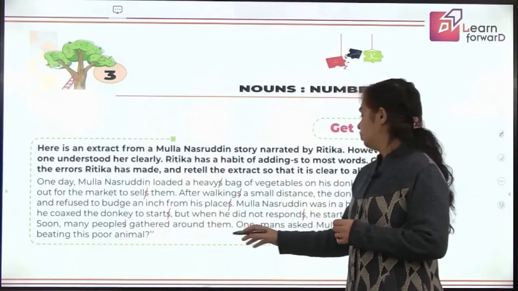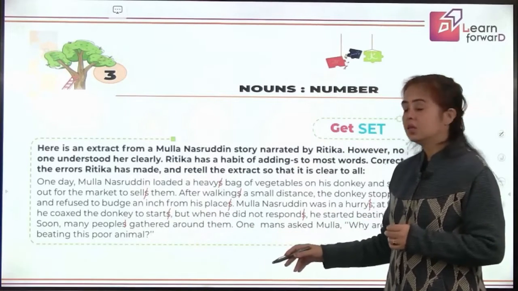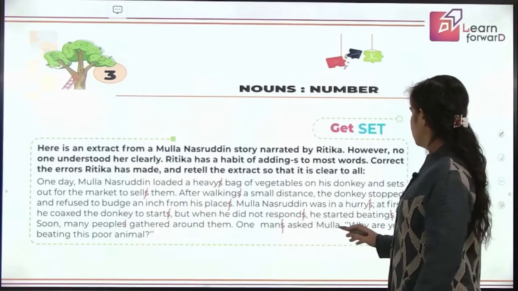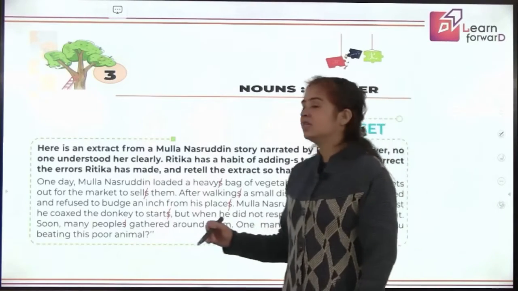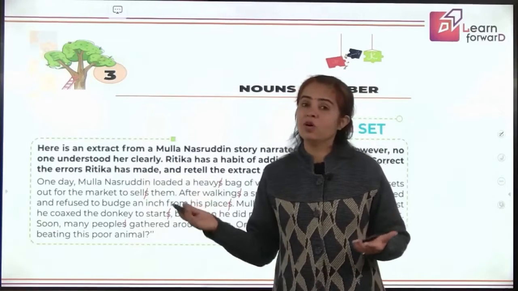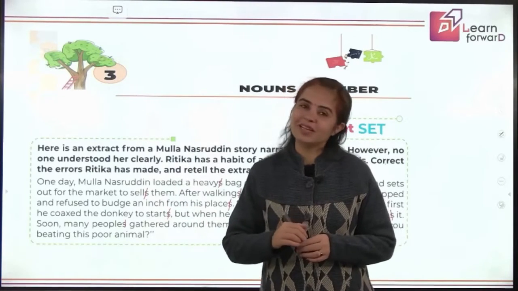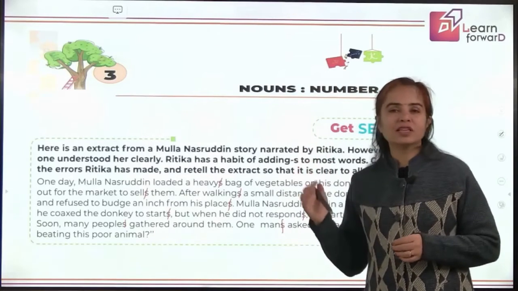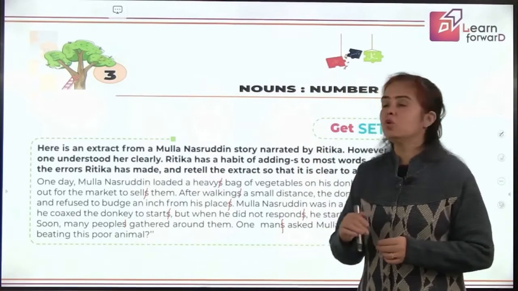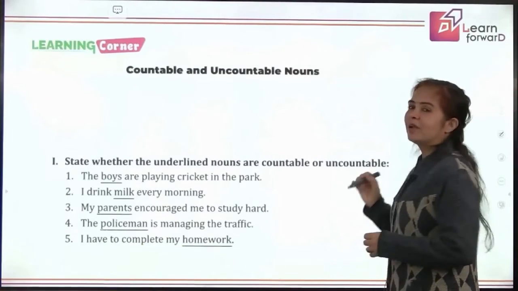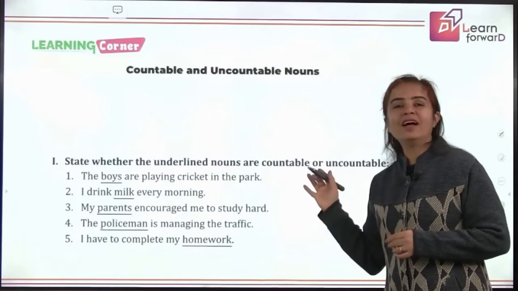Gathered around them. One man's. What is man's? No. Just one man asked Mullah, why are you beating this poor animal? And I hope editing has been done. Now it makes sense to read it out. So that was interesting, isn't it? Something new you have done, like editing a passage. So you have become teachers today, finding out the errors.